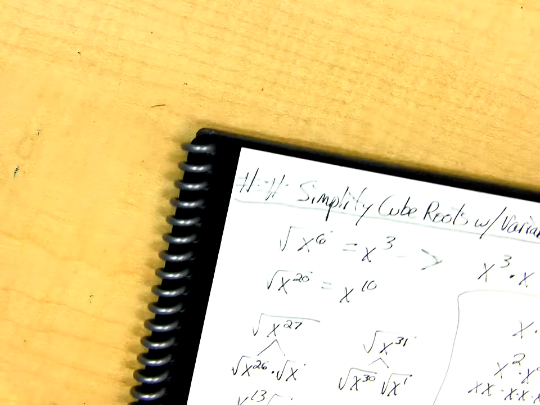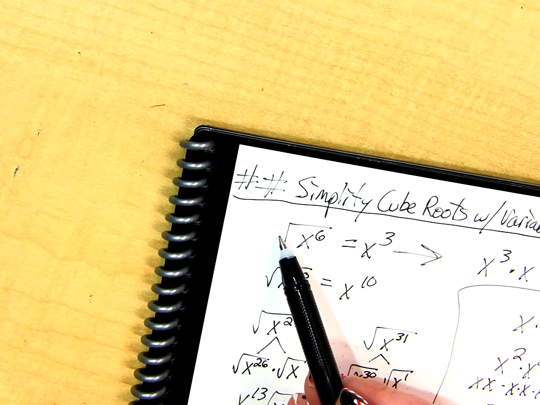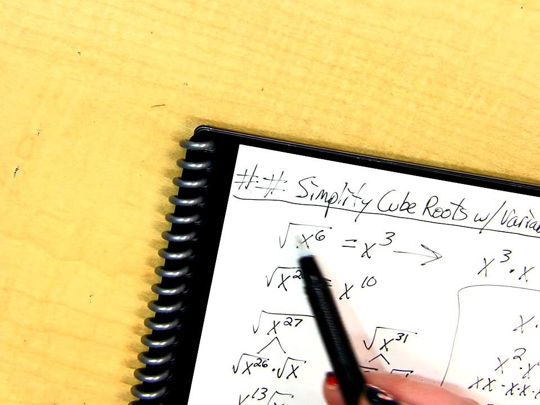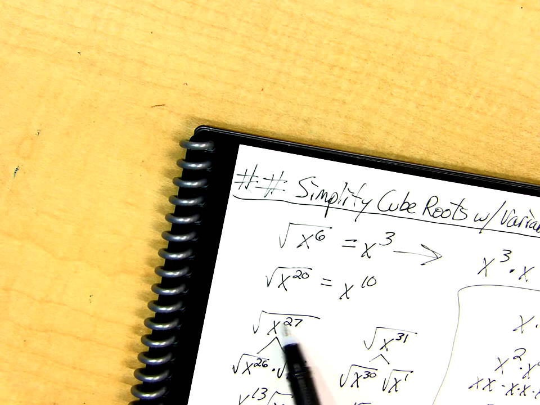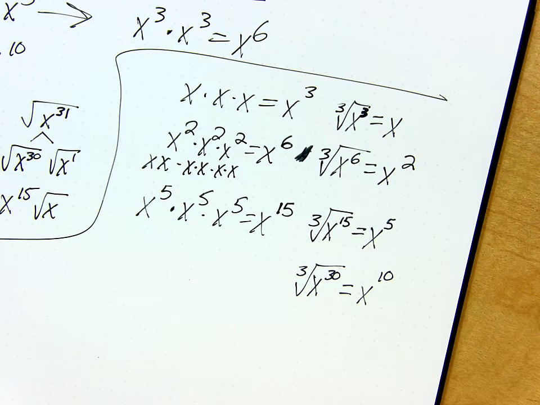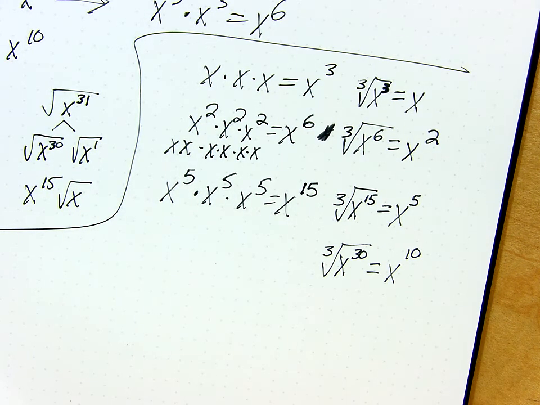If I look back at a square root, remember there's a teeny tiny 2 there that we never write? You're still doing that. 6 divided by 2 gets me 3. 20 divided by 2 gets me 10. 27 wasn't even, so I had to split it up. That's basically the way that I find any of these. Take the exponent and divide it by the index. What happens if it's not a multiple? Well, that's when things get funky. So we'll do that in a minute.